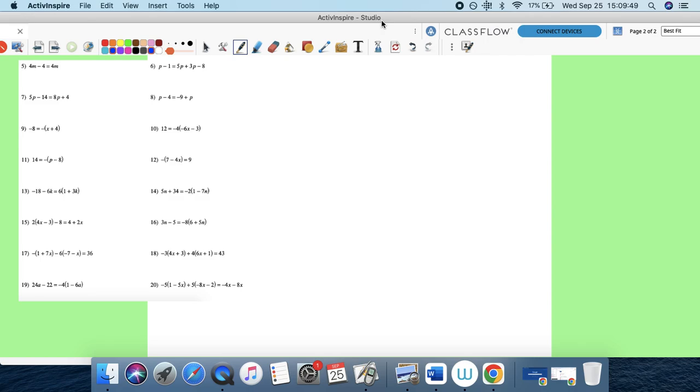12, I believe. 12, 17, 19, 20. Okay, got it. So number 12, let's write that down. Negative, parentheses 7 minus 4x equals 9. I would suggest that for this problem, you would put a 1 over here, just to make it easier.